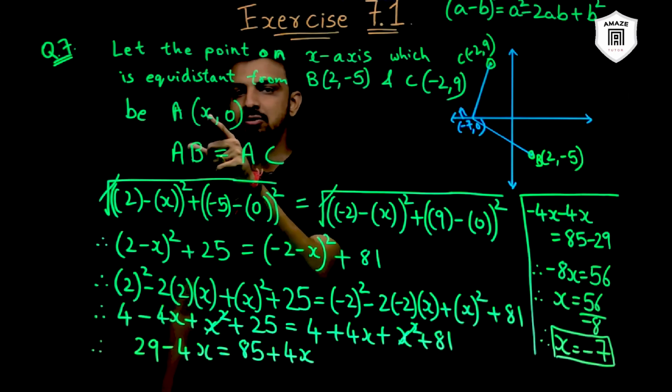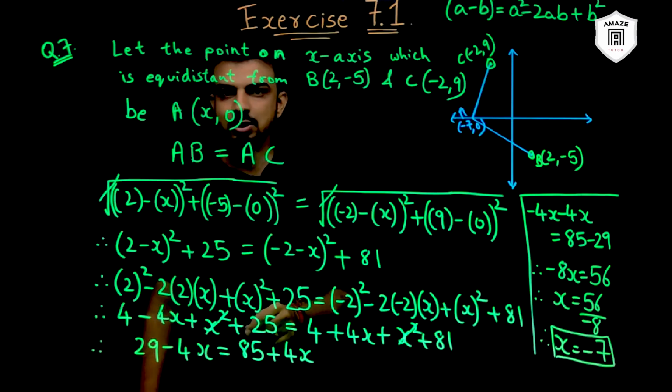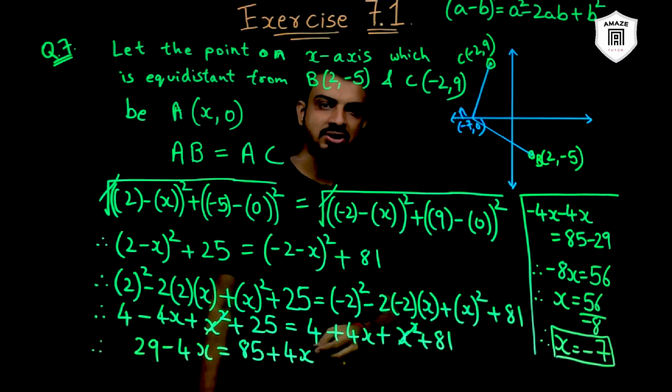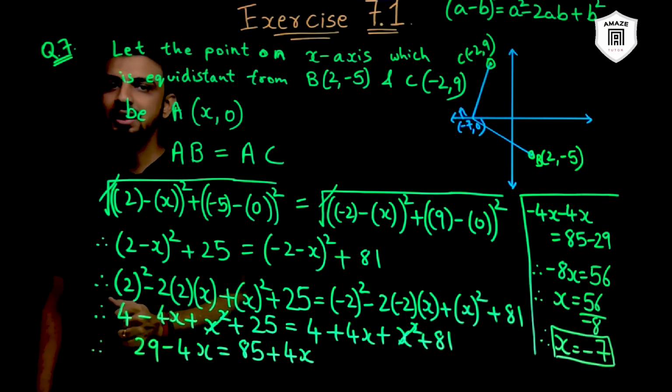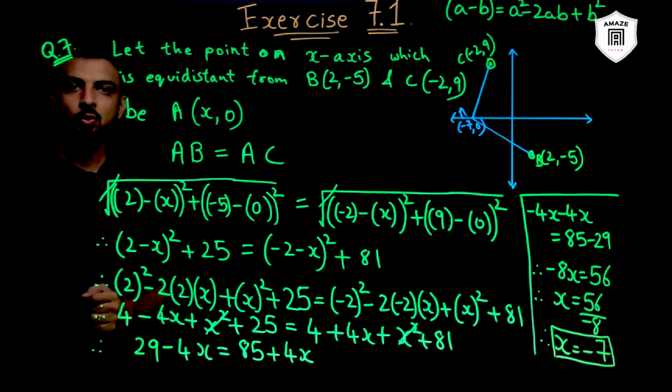So substituting x equals to minus 7 here, so A point becomes minus 7 comma 0, right? So hence we can say that minus 7 comma 0 is the point which is at equal distance from point C minus 2 comma 9 and from point B 2 comma minus 5. So yeah, this was one of the important questions. Now let's move on to the other important question of this exercise.